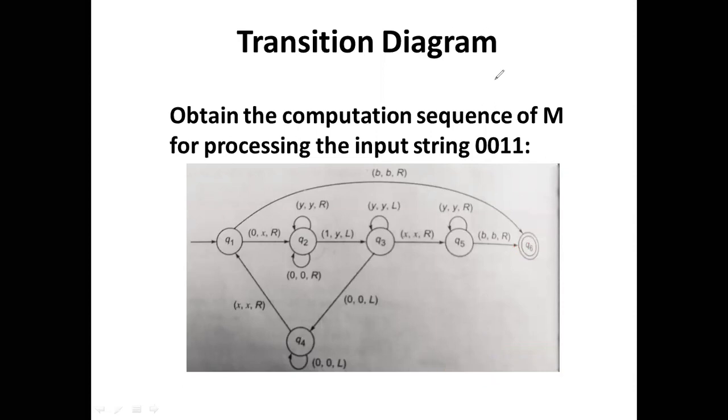So first we have to check whether there is any transition for the current state. If no transitions are given for that state, then we have to check whether the current state is a final state. If it is a final state, then the input string like 0011 is accepted by this Turing machine M.